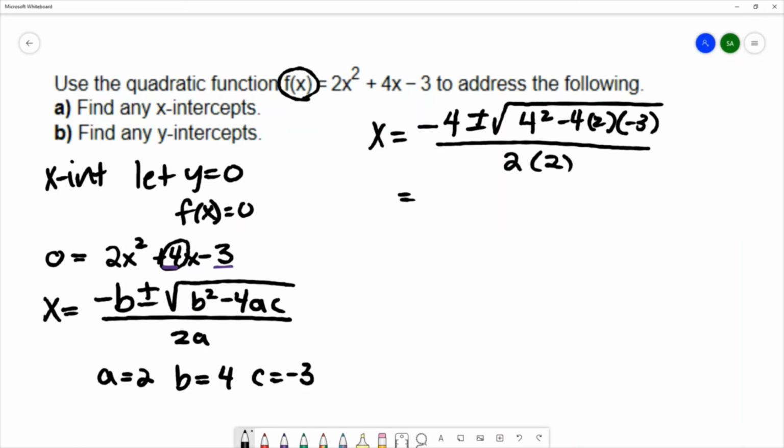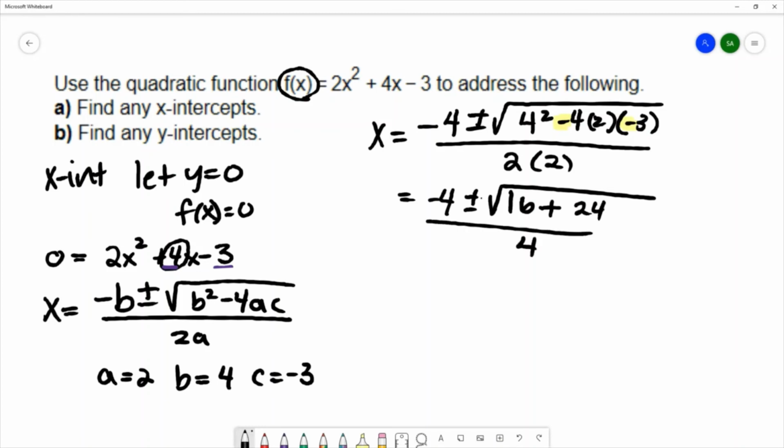Now I'll follow order of operations to simplify. This is negative 4 plus or minus the square root of 16. 4 squared is 16. I've got a negative and a negative, which I'll change to positive. And 4 times 2 is 8. 8 times 3 is 24. And 2 times 2 is 4. Underneath the radical, 16 plus 24 would be 40.